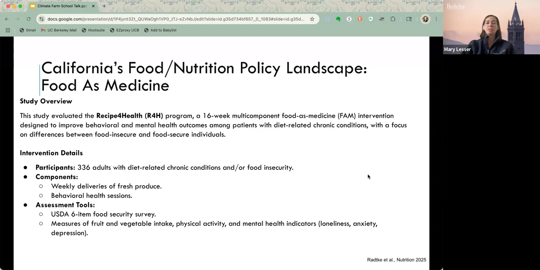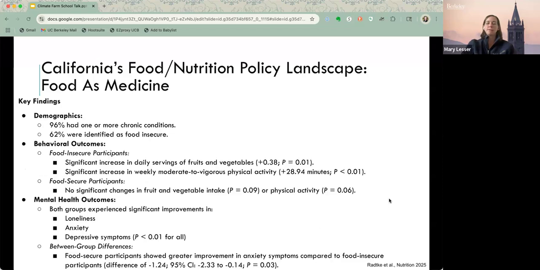So this was an intervention study. They had 336 adults that had diet-related chronic diseases or food insecurity, weekly deliveries of fresh produce to these individuals, and they had behavioral health sessions. They used the 6-item food security survey to assess food security status throughout the study. And they also did measures of fruit and vegetable intake, physical activity, and mental health indicators to take a look at changes before and after the intervention.